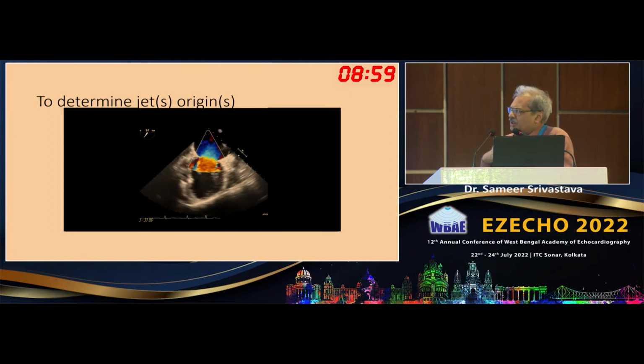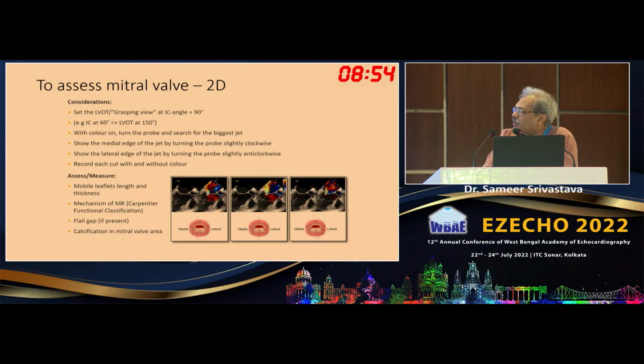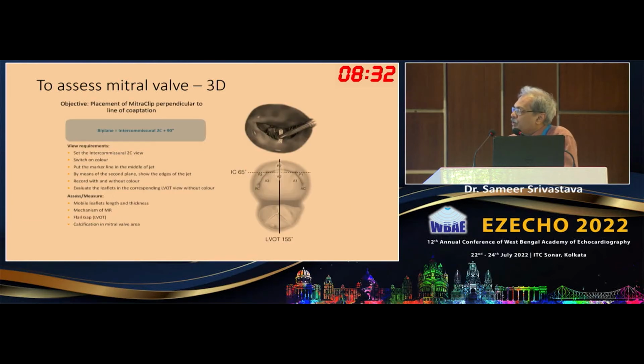This is central mitral regurgitation, so there is no confusion. This most probably is functional mitral regurgitation. It's actually done in a view known as the 90-degree view. You have to assess the mitral valve on 2D first. Then you have to set the LVOT or grasping view at 90 degrees. No color on, with color on, those are matters of protocol. This is the placement of the mitral clip perpendicular to the line of coaptation. It has to be exactly perpendicular, and for this, 3D comes in very useful.